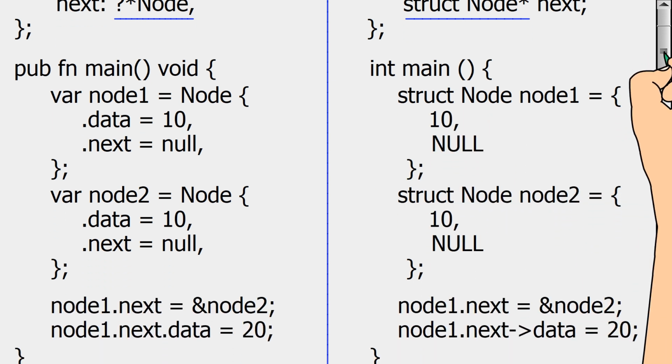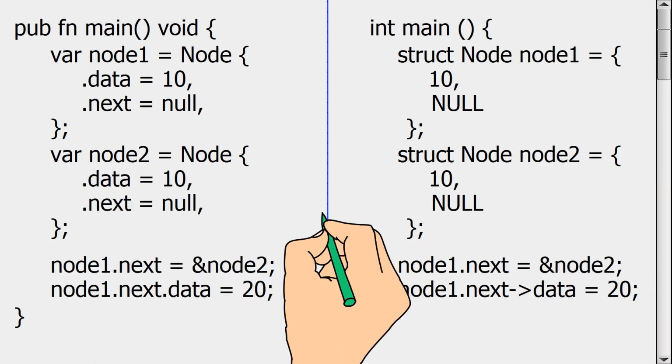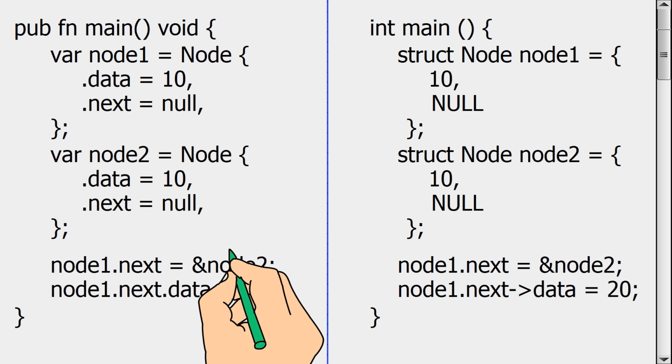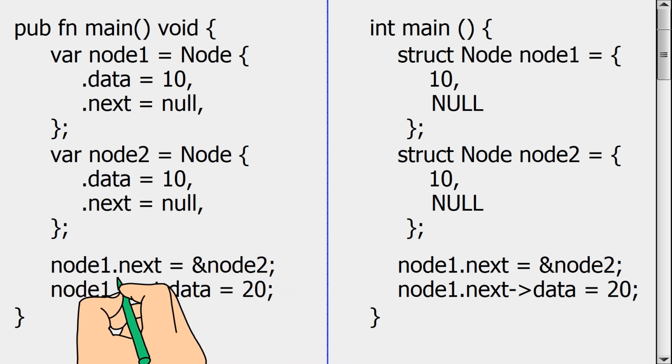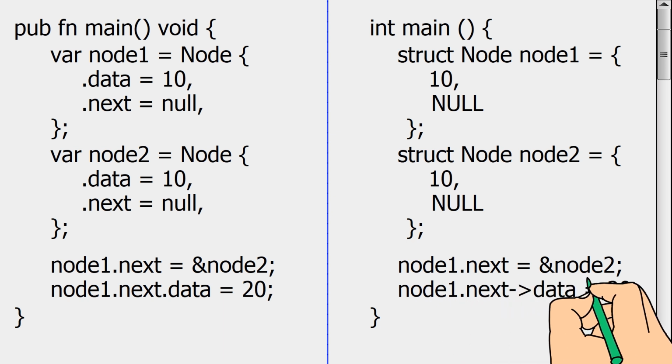Next, we create a second instance of the structure. Let's call it node2. Node 2 will be next for node 1. Therefore, for node 1, we set the address of node 2 in the field next. And now, comes the most interesting part.